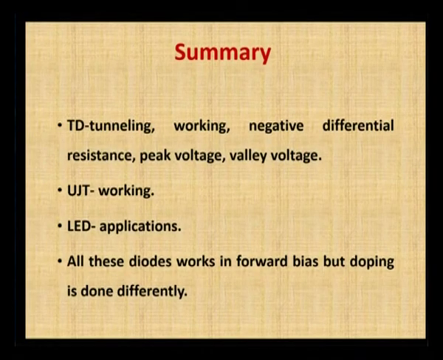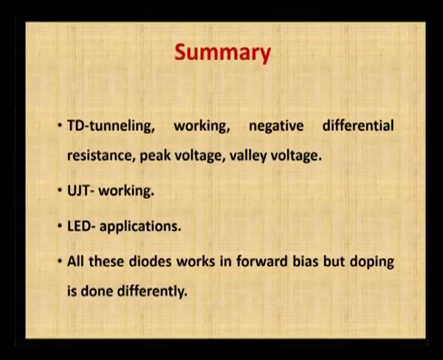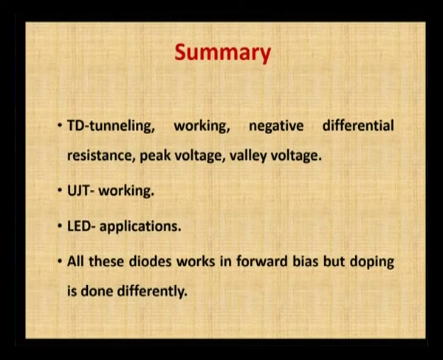Now we come to the summary. In the tunnel diode, we discussed tunneling, what tunneling is, how tunneling happens in the tunnel diode, what the working principle is, how we get negative differential resistance, what the peak voltage and valley voltage are, and what the expression for current in the tunnel diode is. All this we discussed. What is UJT and how it works, we came to know from the UJT section. And the last topic is the LED, the light emitting diode, how it works and what its merits and applications are.